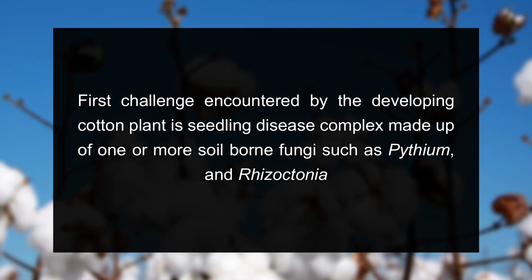Cotton should be planted in well-prepared seed beds that are firm, warm and moist. Planting should be based on soil temperature, and the weather outlook for a month after planting should be taken care of. The factors that delay germination and seedling growth also encourage seedling diseases and insect problems. The first challenge encountered by the developing cotton plant is the seedling disease complex made up of one or more soil-borne fungi such as Pythium and Rhizoctonia. Treating planting seeds with fungicides often helps ward off seedling diseases.